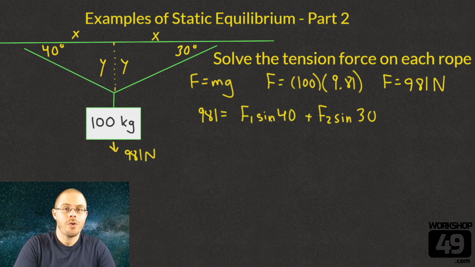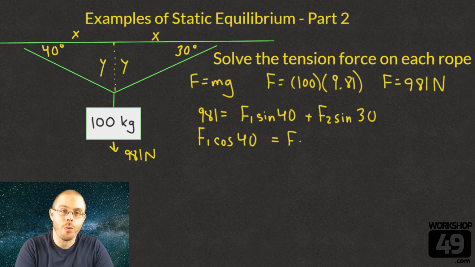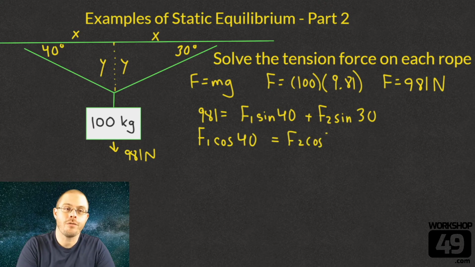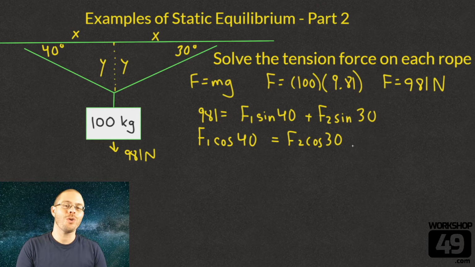We also know, so that this block doesn't go swinging left and right, that both of the x components have to be equal. To get the x components, we use cos. Force 1 cos 40 must equal force 2 cos 30. That's the only way that this block is going to stay in place.